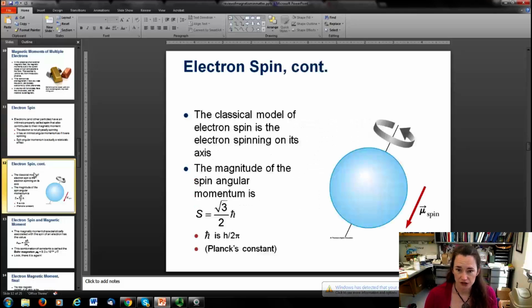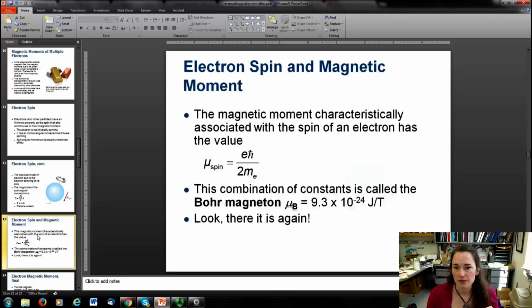The classical model of electron spin would be this electron spinning on its axis. Now, we know from experimental measurements that the magnitude of the spin angular momentum is √3/2 times h bar, where h bar is Planck's constant h divided by 2 pi. Planck's constant is one of those fundamental constants of science, and the value of it is 6.626 times 10 to the minus 34 joule seconds in SI units. So fundamental.